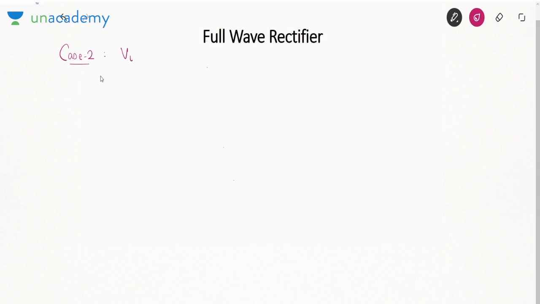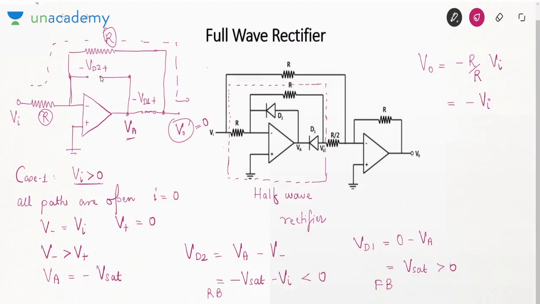if Vi is less than 0, since all paths are open, we are applying the open circuit test. All paths are open. The negative terminal voltage is equal to Vi. There is no current, so there is no potential drop. The positive terminal voltage is 0. Since Vi is less than 0, you can say V negative is less than V positive. If V negative is less than V positive, you can say the output of the Opamp is plus Vsat. Okay. This is the output of the Opamp.